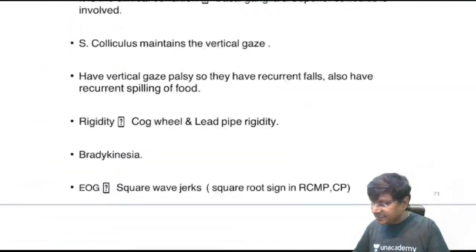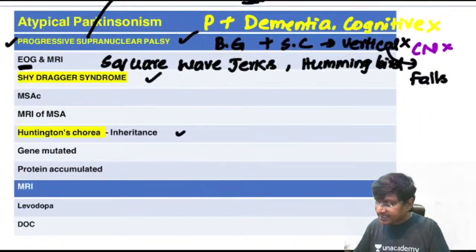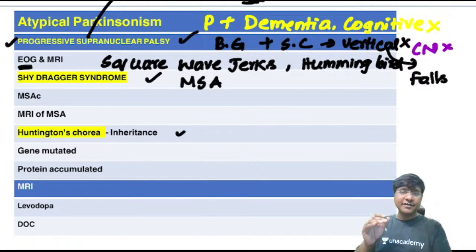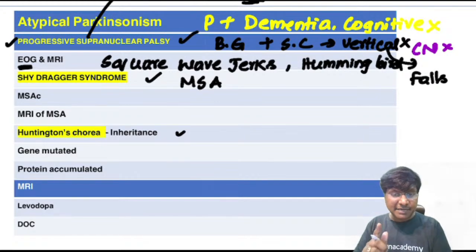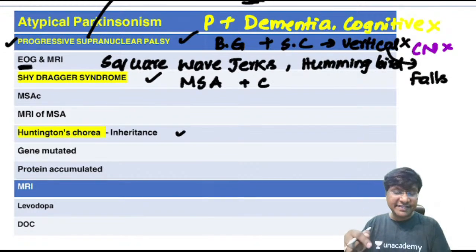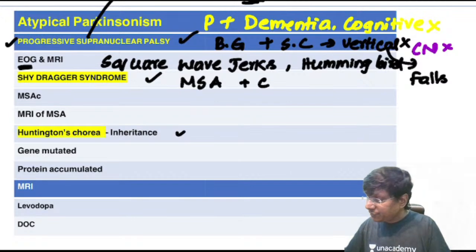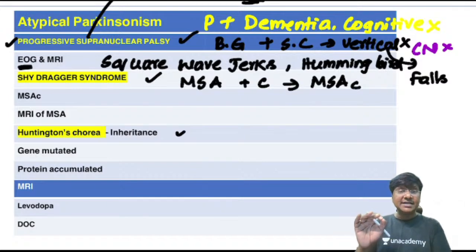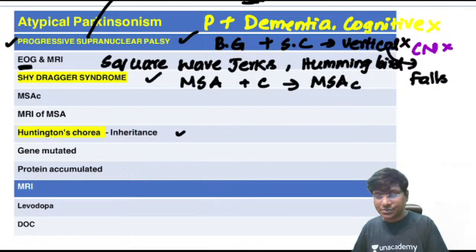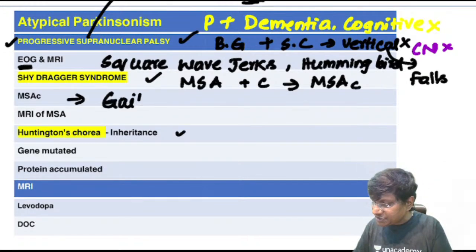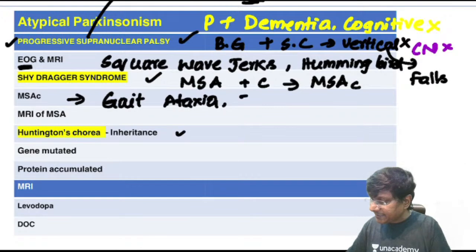Right, now after having discussed progressive supranuclear palsy, let me discuss Shy-Drager syndrome. Shy-Drager syndrome is another name for multiple system atrophy. If there is involvement of the cerebellum, then we call it MSA-C, that is, multiple system atrophy with cerebellar symptoms. Now, what will be the features of MSA-C? The cerebellum is required for maintenance of balance, so once that is lost, the individual will have gait ataxia, and the patient will also have tremors.